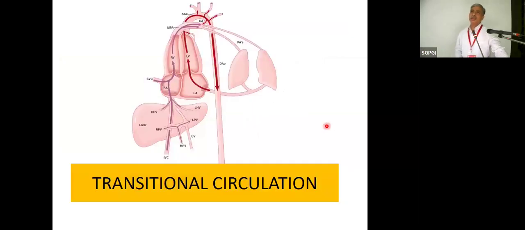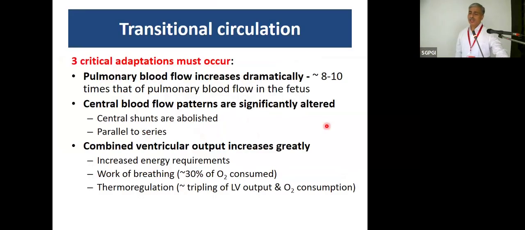Okay. So this was the basics about fetal circulation that we have understood. We will now move to what happens in the transition period, that means when the baby is to be born. There are three critical adaptations which have to happen to have a smooth transition. The first thing is the pulmonary blood flow, which increases tremendously, to the tune of 10 to 20 times. The central blood flow pattern has multiple shunts, which have to get closed, so that the parallel circulation gets into a series circulation.